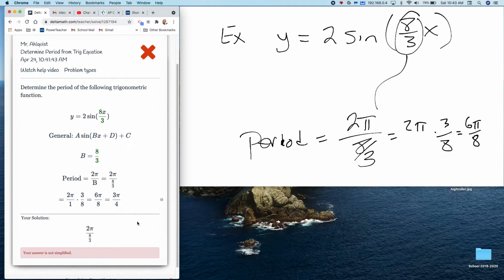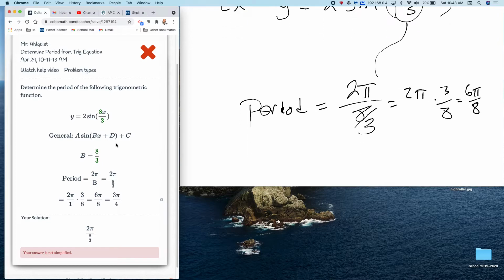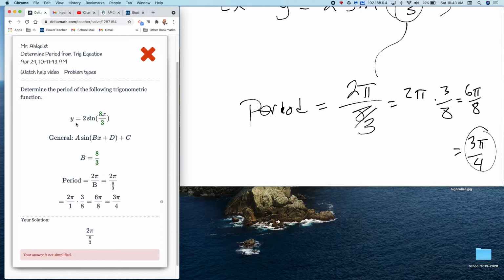So they went through and said my answer is not simplified. So notice they went through, and that's the same value. That's what I came up with over here, 6/8. So they're going to ask you to simplify it. So just go through the steps to simplify it. Reduce this fraction to 3 pi over 4, and that would have been the answer that I should have put in there. So you are going to have to reduce that.